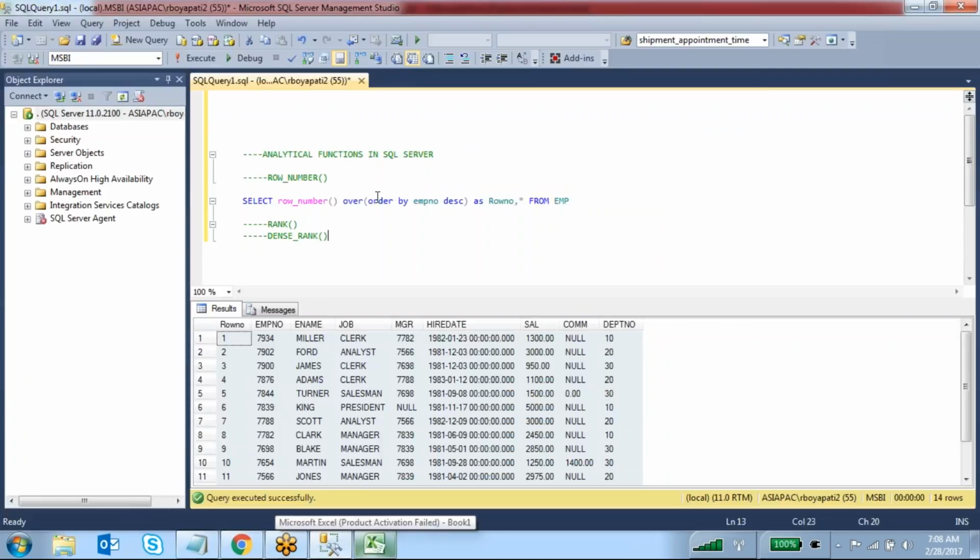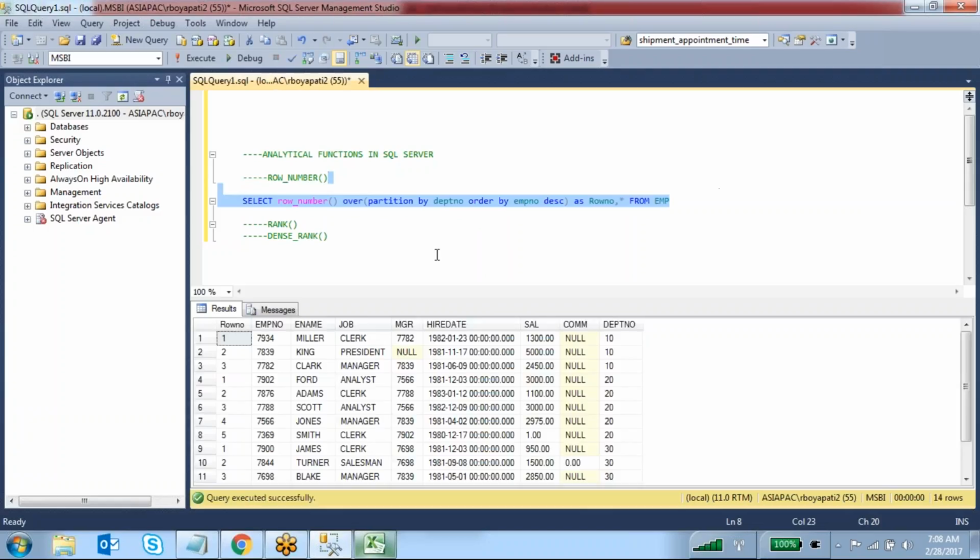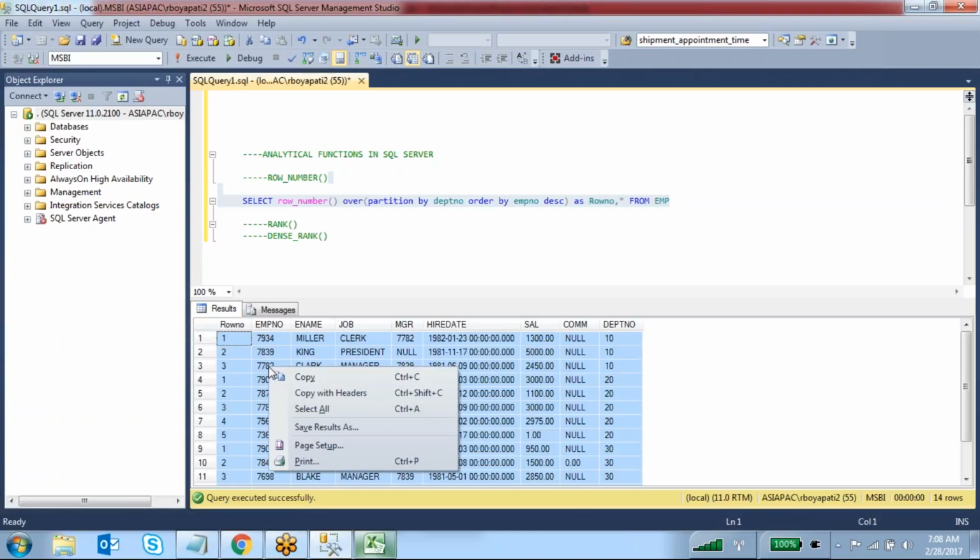Simply add it inside the over clause. It's not a function, it's a keyword. So partition, P-A-R-T-I-T-I-O-N, partition by department number. If you execute this one, see, you can copy this result.